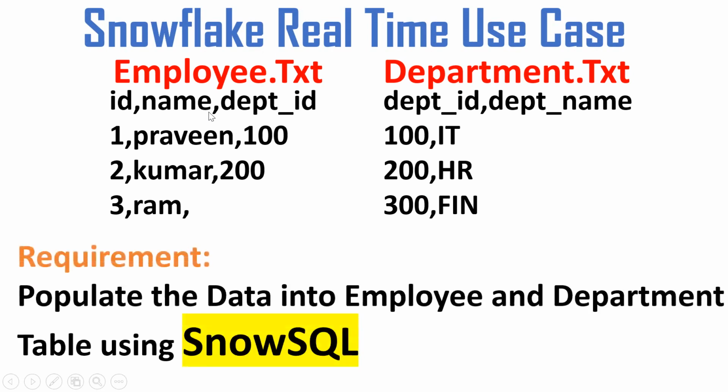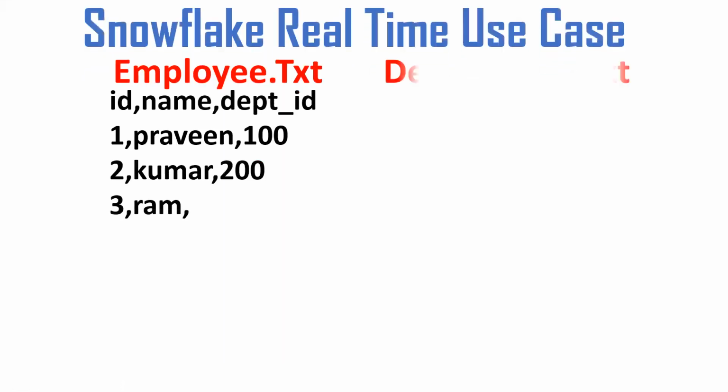My requirement is that I want to copy this employee.txt and department.txt into employee and department tables using SnowSQL, so the command line interface. One more time: I'm having two files, an employee file and a department file. By using the SnowSQL CLI, that is the command line interface, I want to load them into the employee table and the department table. And one more requirement.